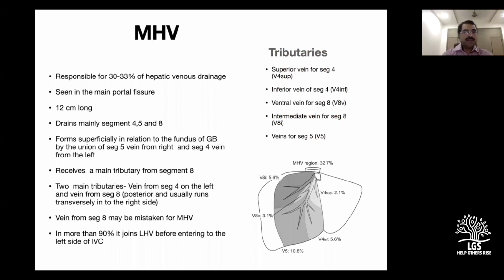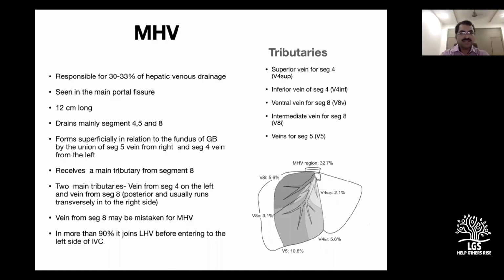So the middle hepatic vein is seen in the main portal fissure, responsible for around 33% of hepatic venous drainage, and it mainly drains segments 4 and 5. There will be variation, and it is formed by the segment 5 vein on the right side and the segment 4 vein from the left, and it receives a main tributary from segment 8.